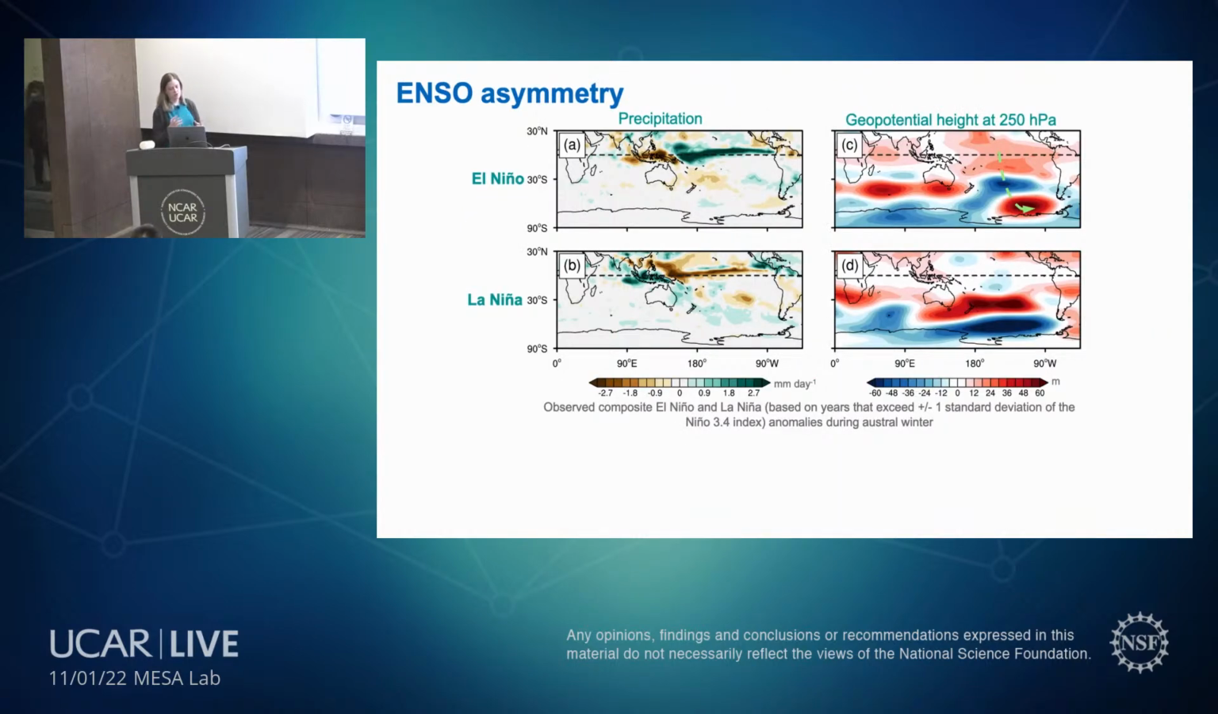And this asymmetry can be partly linked to the asymmetry that we see between El Nino and La Nina events in the tropics. So this is looking at composites of El Nino and La Nina years during austral winter again. So this is years when each part exceeds plus or minus 1 standard deviation of the Nino 3.4 index, showing La Nina on the top and El Nino on the bottom.